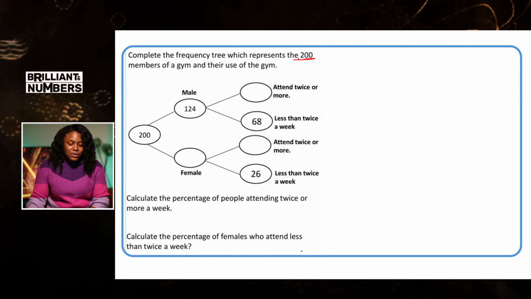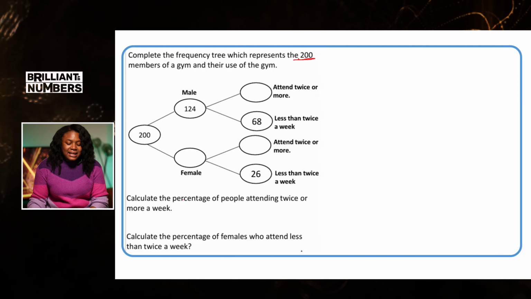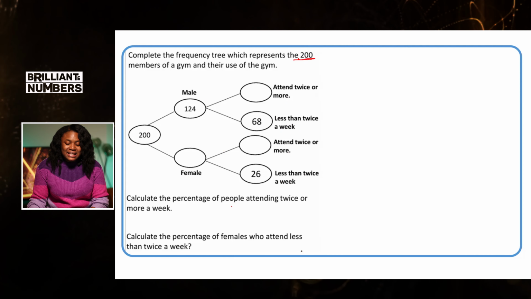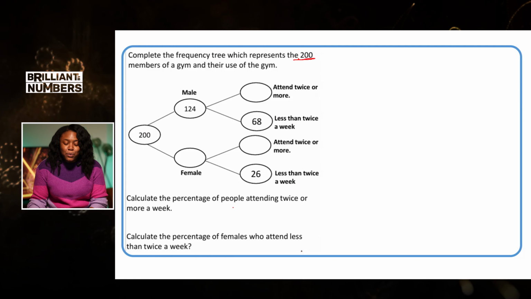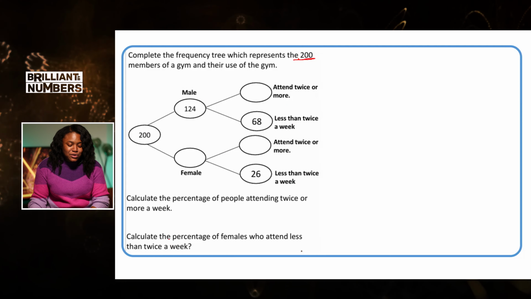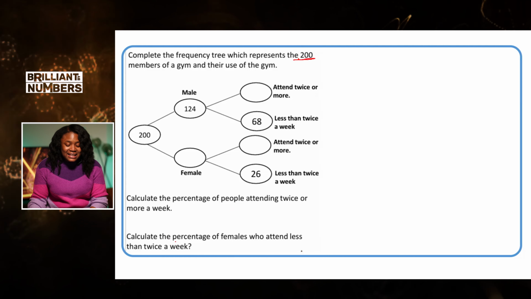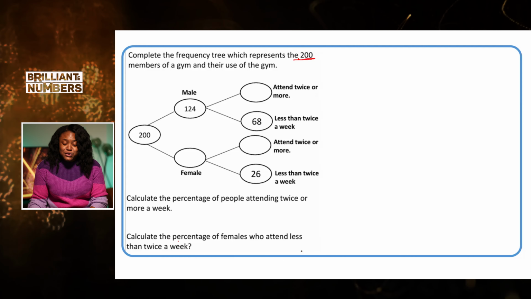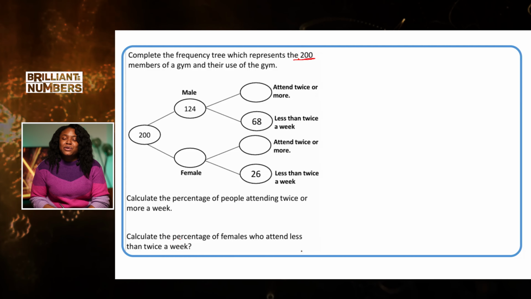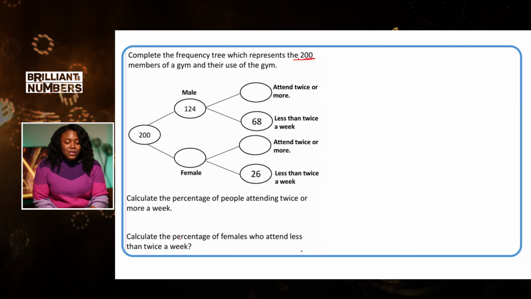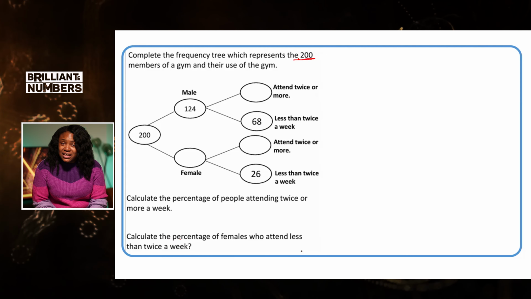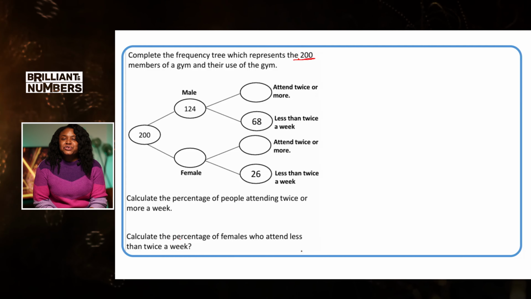twice a week. We're asked here to calculate the percentage of people attending twice or more a week. Then the second question, we're asked to calculate the percentage of females who attend less than twice a week. Clearly, the first thing we're going to need to do is to complete the frequency tree.